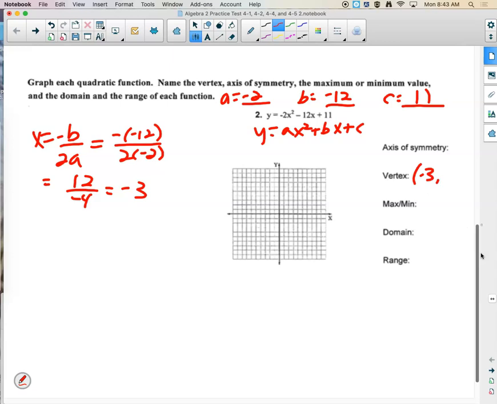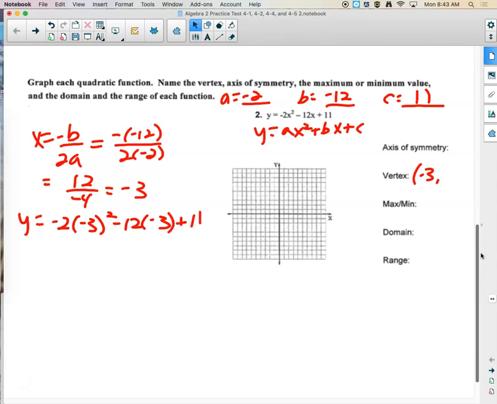Now, how are we supposed to get the y value? Yes, we have to plug it back into the original. So, negative 2 times negative 3 squared minus 12 times negative 3 plus 11. And if I were you, I would write it down exactly like that, and I would punch it in exactly like that. The parentheses are going to make sure that the calculator knows when we want a negative 3 squared. $29. Woo!